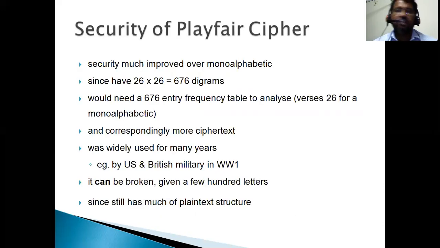As for the security of this cipher, we have 26 into 26, so 676 diagrams. So it is highly secure. Compared to the monoalphabetic cipher, the frequency cannot be identified, and it is very hard to break. This is a more secure cipher compared to the other substitution ciphers. In the next class, we will discuss other cipher techniques. Bye.